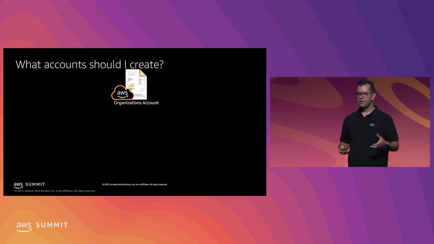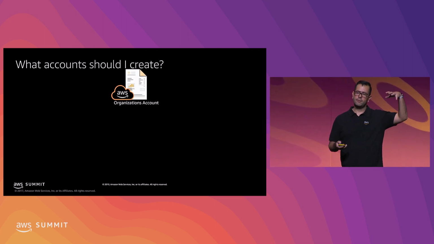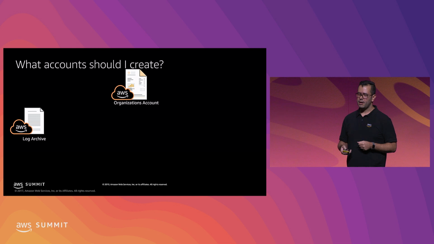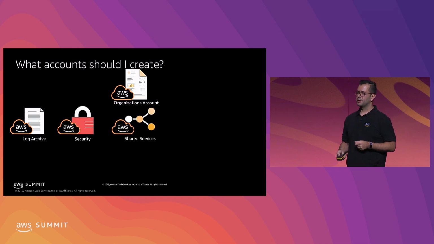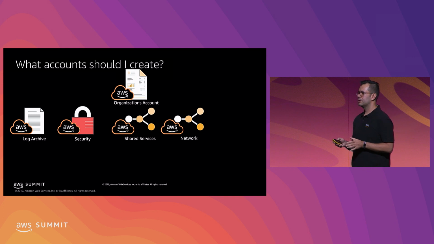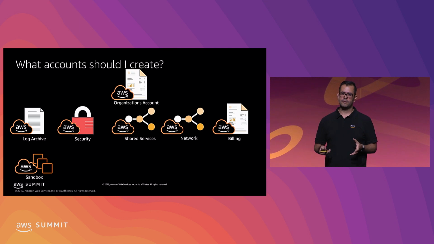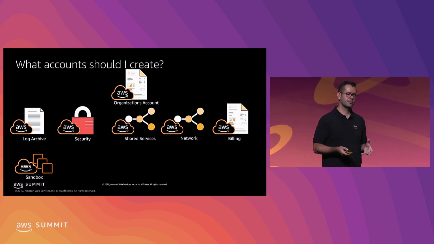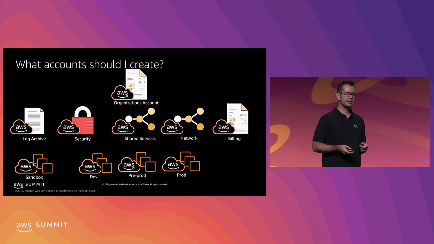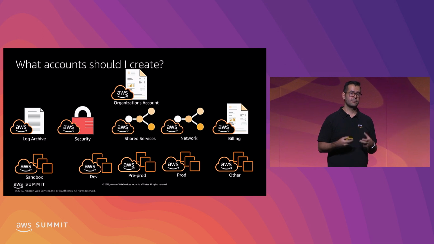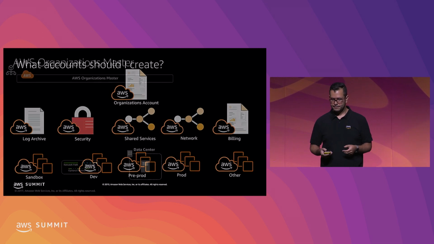What accounts should I create? Well, we start from the top. And at the top, we have the AWS Organizations master account. From there, we go and create the log archive, followed by the security, shared services, and networking accounts. We need a place where we can deploy our billing tooling. And we also need to have a space for experimentation. That's where our Sandbox environment is going to be. Then we have the SDLC accounts, where we will finally deploy our applications. And finally, we need to have others. And others is catering for that flexibility that we spoke about at the goal setting step.